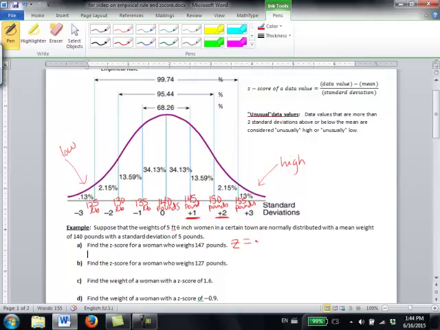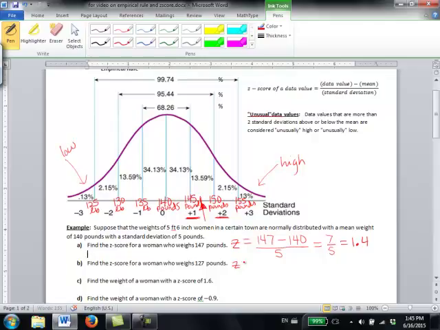So let's find the z-score for 147 pounds. We take the data value, 147, minus the mean, which is 140, and we divide it by the standard deviation, which in this case was 5. I get 7 divided by 5, which is 1.4. So a woman with a weight of 147 pounds in this town would be 1.4 standard deviations above the mean. So that would be a woman who's about right here on the chart.